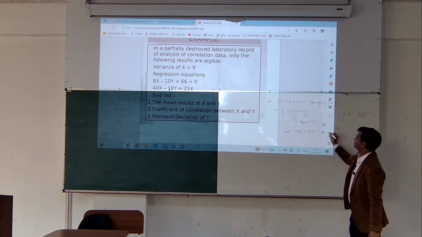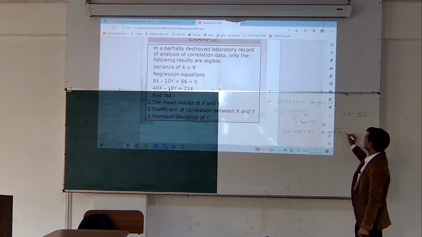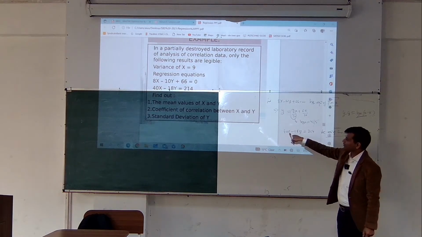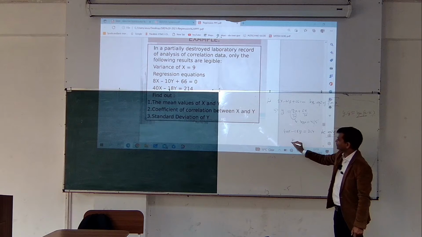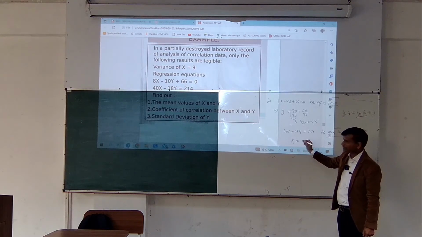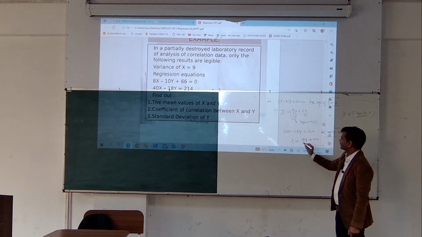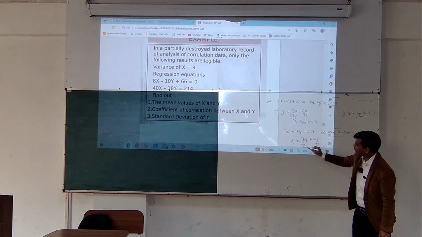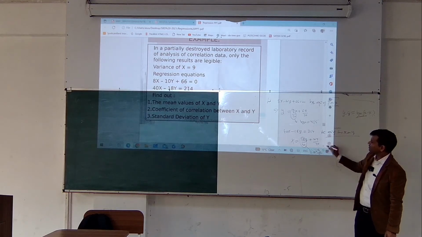Now from the second equation, which is 40x minus 18y equal to 214, let this be the equation of the line x on y. Which one is x on y? Here you have to find the coefficient of y basically. So here you calculate x equal to (18y plus 214) divided by 40. So the coefficient of y is called bxy, and this bxy is 9 by 20.